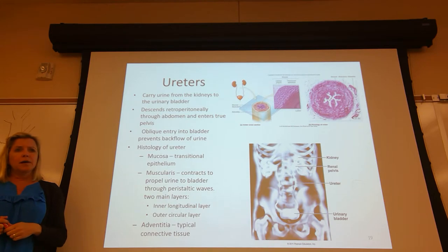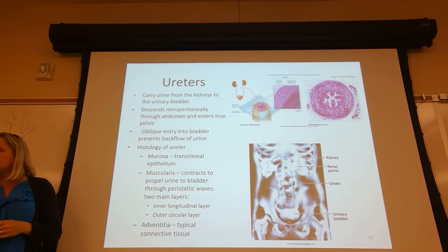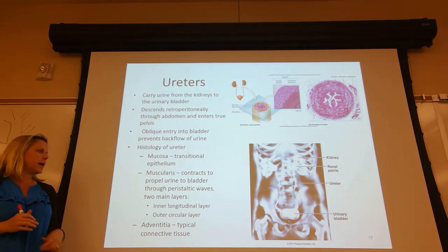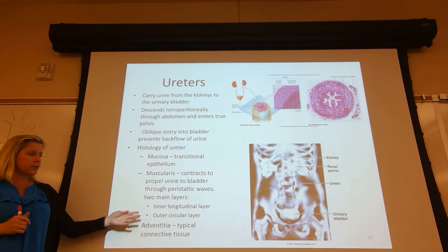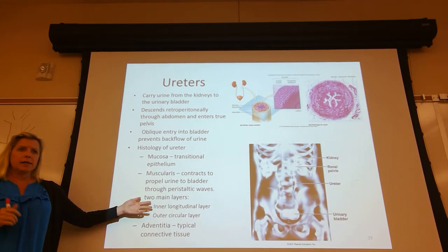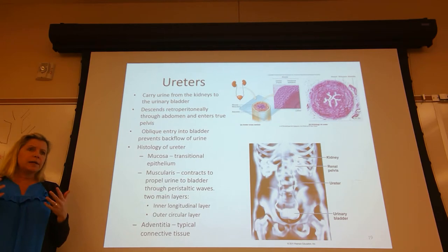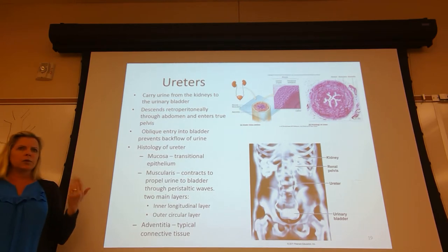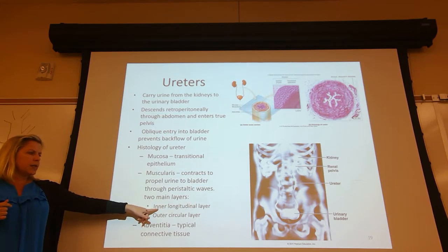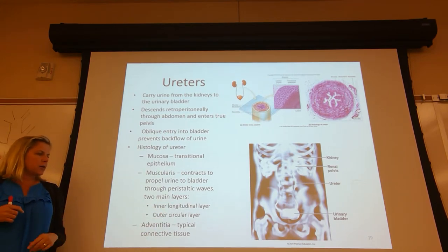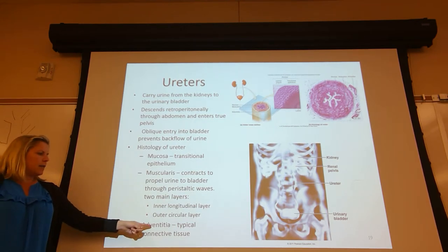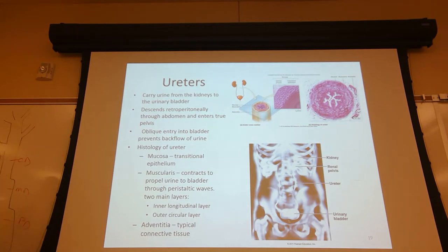There is a muscularis, like a tunica media. That smooth muscle can contract on the urine to help push it down to your bladder. There are two layers to it. This is going to be a common theme when we get to our GI tract, an outer and an inner layer. The only issue is which one is the circular and which one is the longitudinal, because that changes. So in the ureters, the inner is longitudinal and the outer is circular. In the digestive tract, it's reversed. And then adventitia, which is connective tissue.